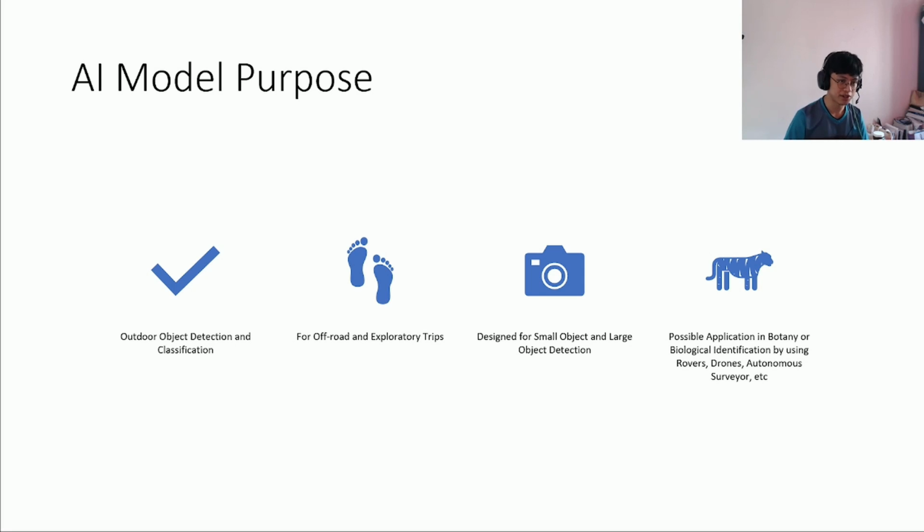That's pretty large. This AI model should have possible applications in botany or biological identification by using rovers, drones, autonomous surveyors, etc. Meaning that if the sample size is bigger than what we have now, maybe we can classify what it sees down into specific species and genus.